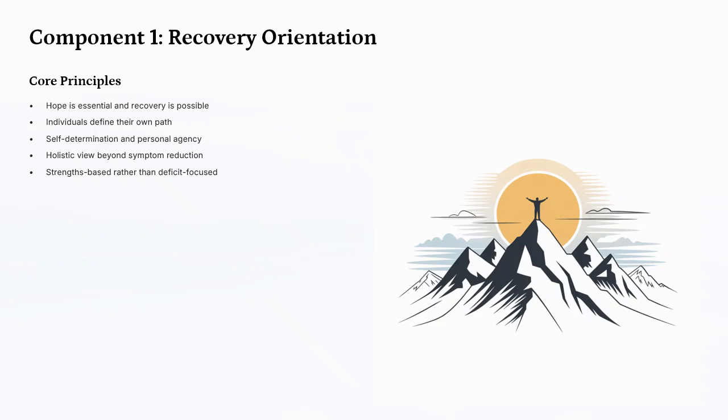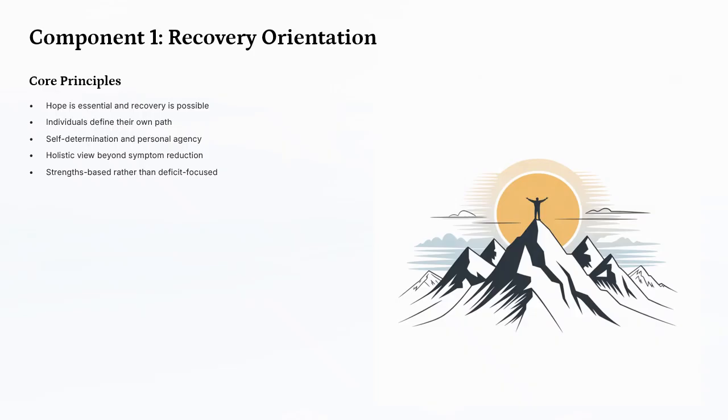The program sets a positive and optimistic tone, conveying confidence that people with psychiatric symptoms can move forward in their lives. Empowerment through knowledge provides accurate information about mental illnesses and treatment options, and empowers individuals to make informed decisions about their care and take an active role in their own recovery.